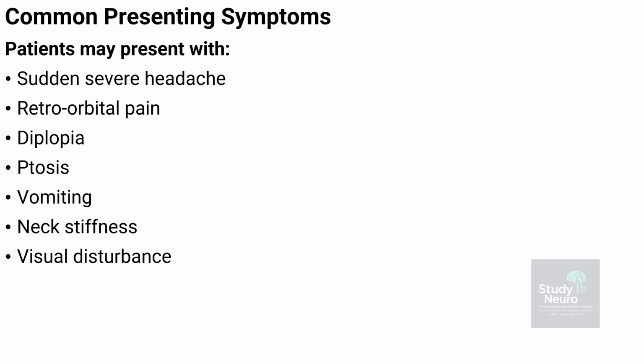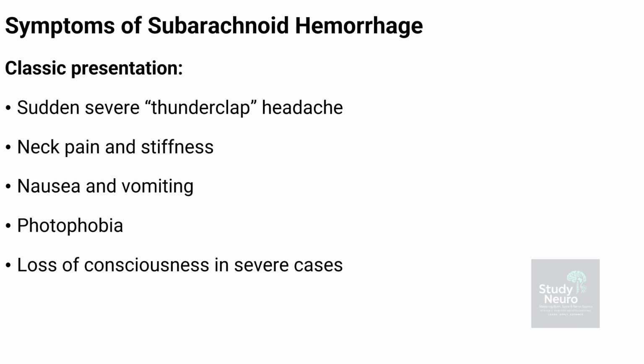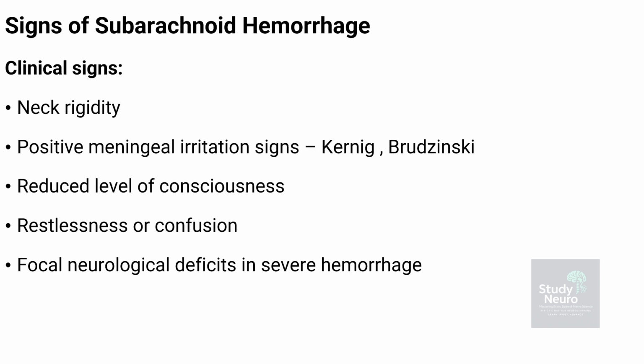When rupture leads to subarachnoid hemorrhage, the classic presentation is a sudden thunderclap headache that reaches peak intensity within seconds, followed by neck pain, nausea, vomiting, and sensitivity to light as blood irritates the meninges surrounding the brain during the acute hemorrhagic phase. Clinical examination may reveal neck rigidity and positive meningeal irritation signs, such as Koenig and Brudzinski signs, while more severe hemorrhage can produce reduced consciousness, agitation, confusion, or focal neurological deficits that suggest significant brain injury and worsening intracranial pathology.